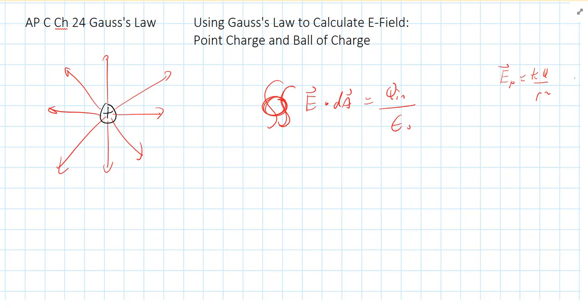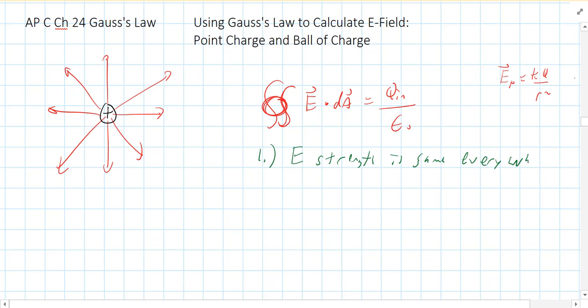Now, when you do Gauss's law, here's what you want to do. You don't want to integrate if you can help it. You just want to do some algebra. So you want to create a Gaussian surface that has the following two properties. Property one: the electric field strength is the same everywhere along the surface, or zero.